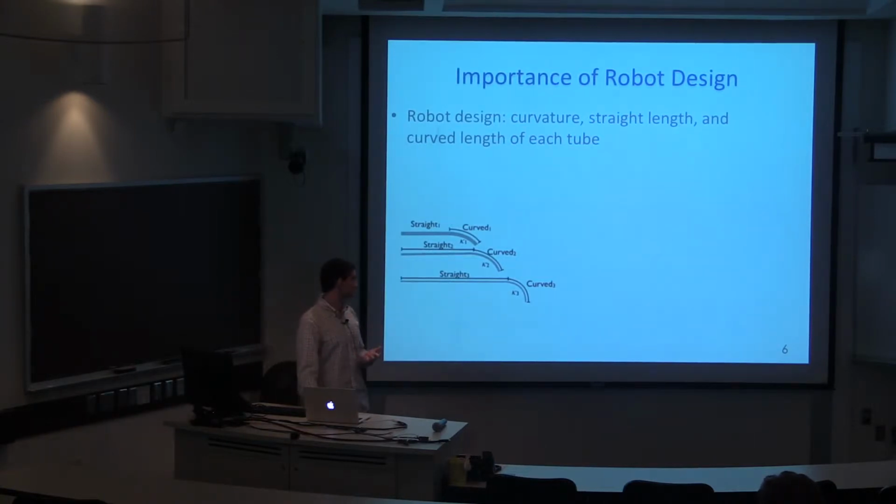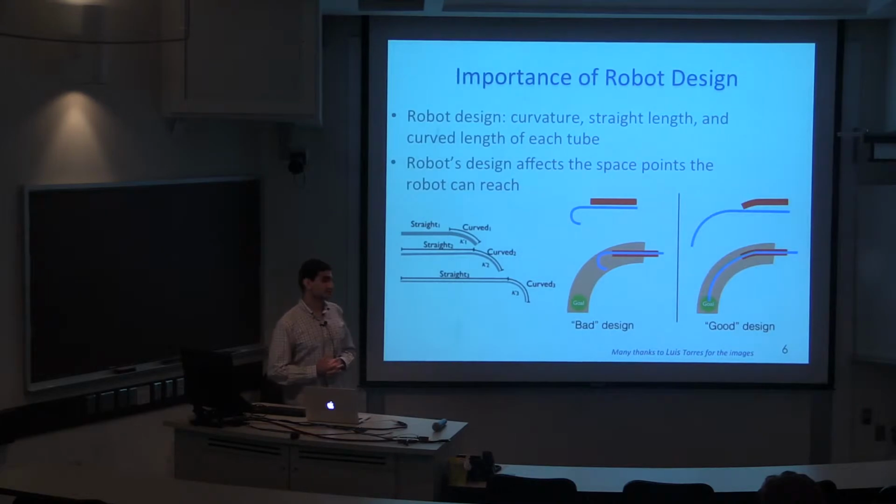And as mentioned before, the design matters significantly. On the left we can see a bad design, but on the right it is a great design for this procedure. We can see that the curvatures allow the design on the right to reach this goal, whereas the one on the left cannot reach the goal without colliding with this obstacle here.